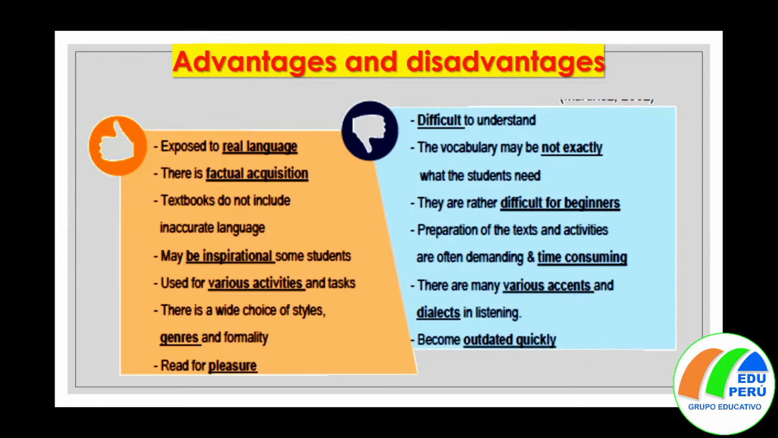And the bad points, they are kind of difficult to understand, right? The vocabulary or the expressions that they are going to listen to maybe don't have any relationship with what they are learning in the class. So we must adapt it. We must choose carefully what kind of listening we could give to our students. But notice here the advantages and disadvantages of using authentic materials, authentic resources.